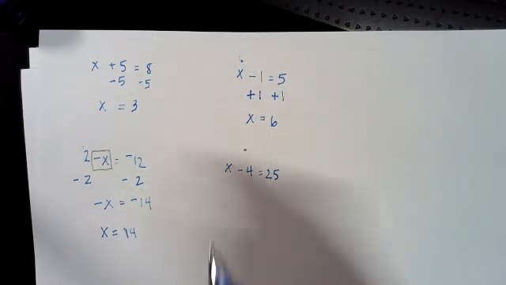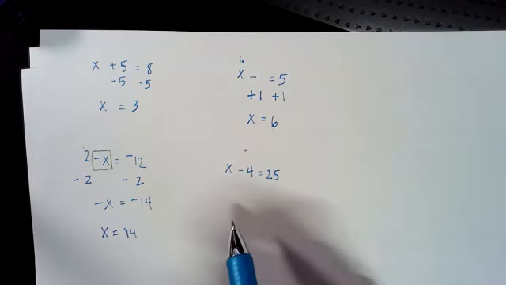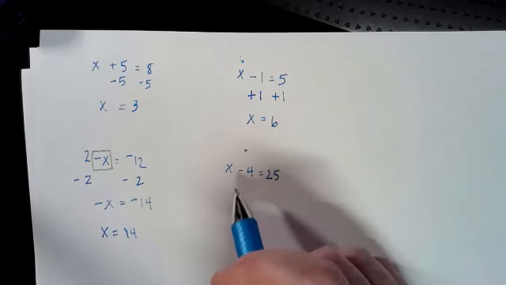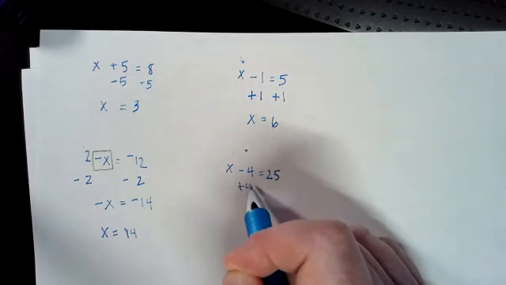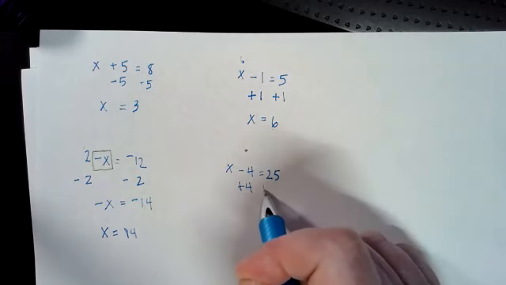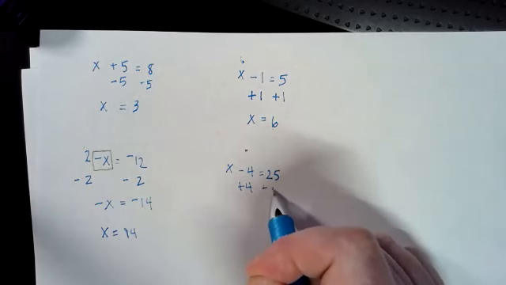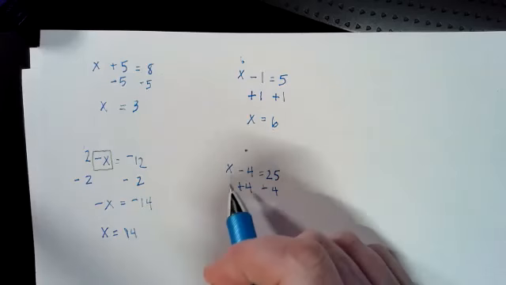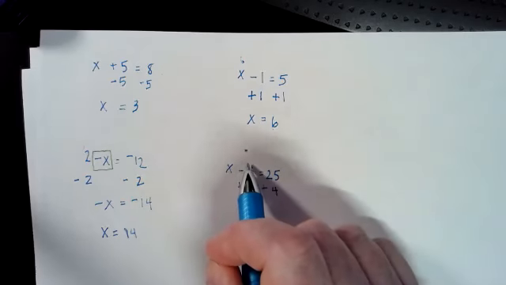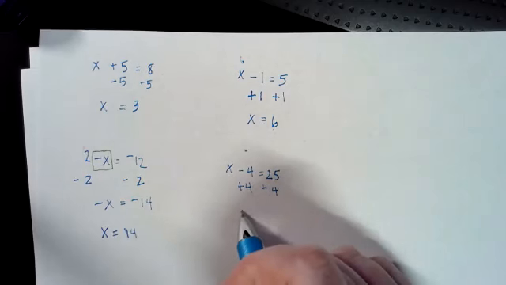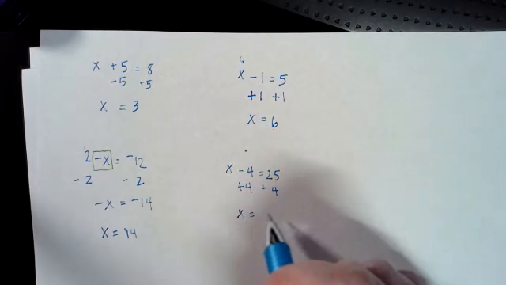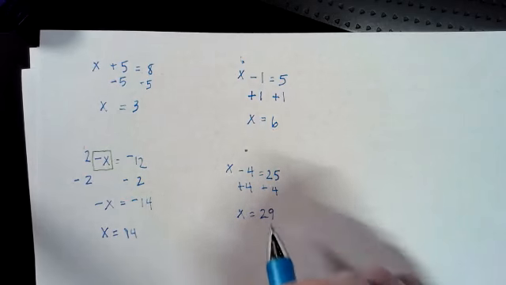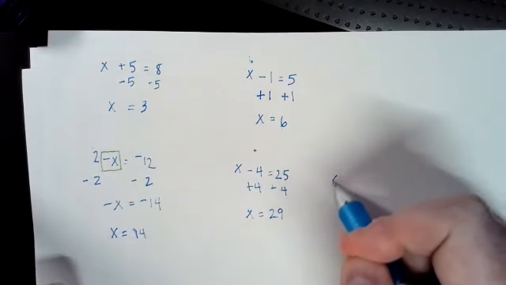Let's do one more. X minus 4 equals 25. We want to get rid of that 4, so we're going to add 4. And we're going to add 4 to the other side. These are gone. I can cover them up. They're gone. Bring down your x, your equal sign. 25 plus 4 is 29.